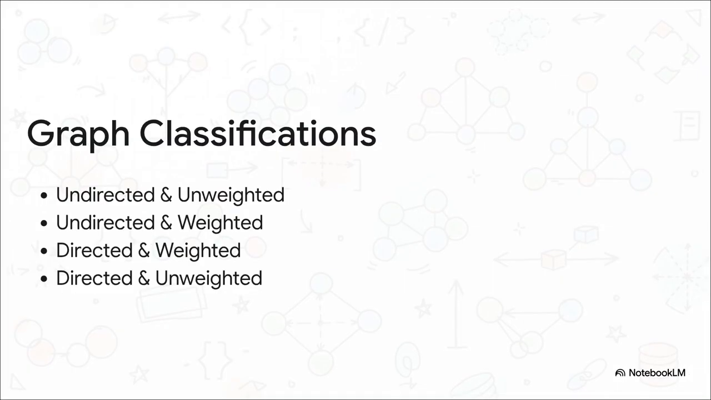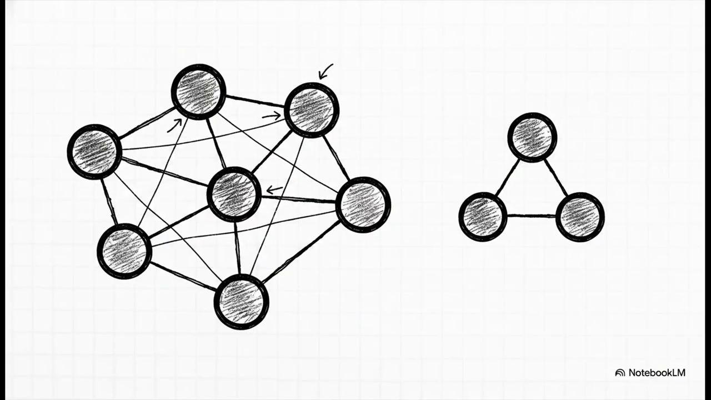So when we combine those two traits, direction and weight, we generally run into 4 main variations during coding interviews. We've got the undirected and unweighted graph, which is definitely the simplest form. Then we have undirected and weighted, directed and weighted, and finally directed and unweighted. Honestly, whenever you read a graph problem, figuring out which of these 4 you're dealing with, that is always step 1. Now, here's a really crucial point.